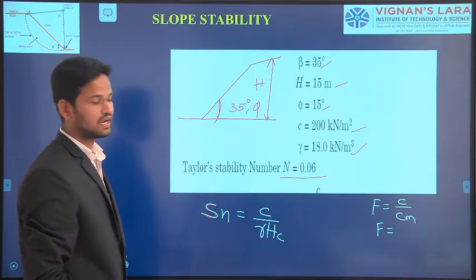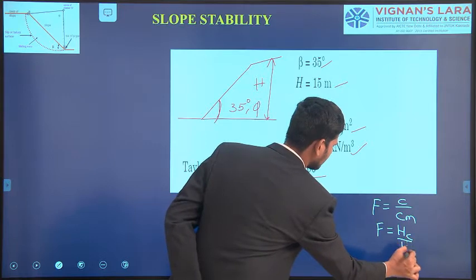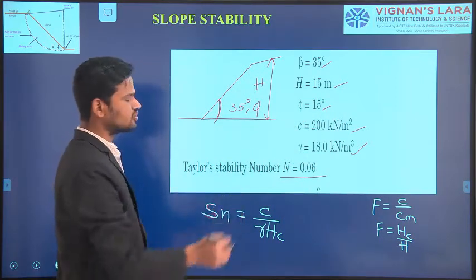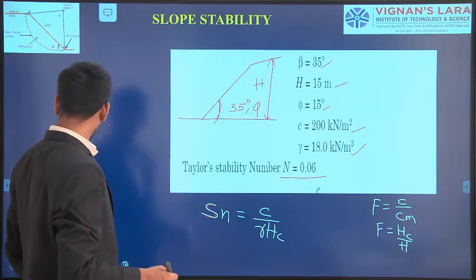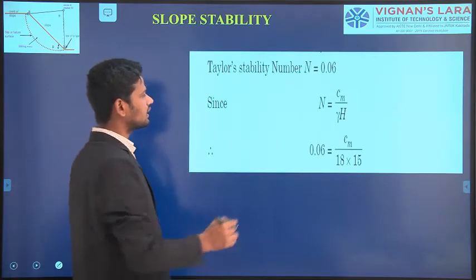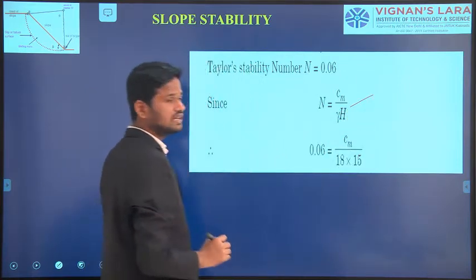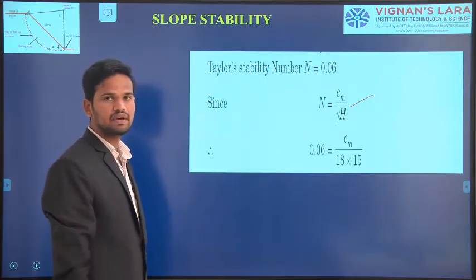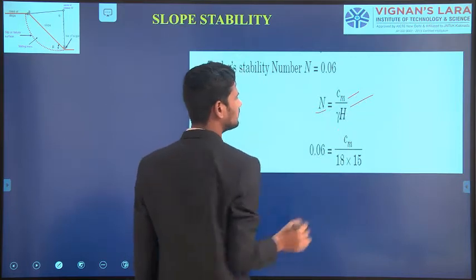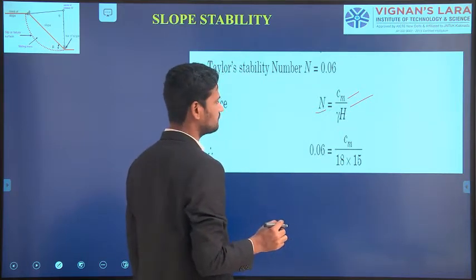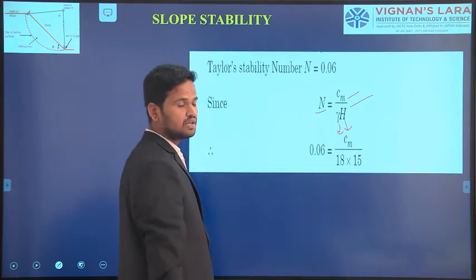Factor of safety with respect to critical height is Hc divided by H. Based on these derivations, if you substitute C by gamma Hc from the Taylor stability number, we have the Taylor stability number in terms of mobilized cohesion intercept: n equal to Cm by gamma into H, where n is the Taylor stability number, Cm is the mobilized cohesion intercept, gamma is the unit weight of the soil mass, and capital H is the height of the embankment.